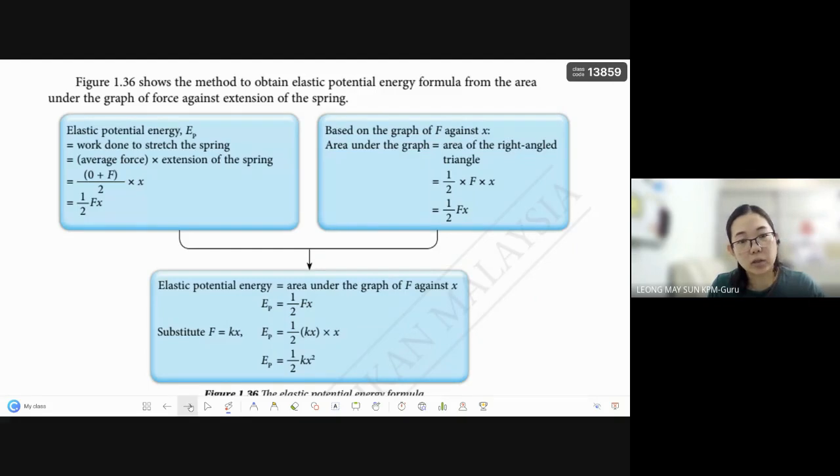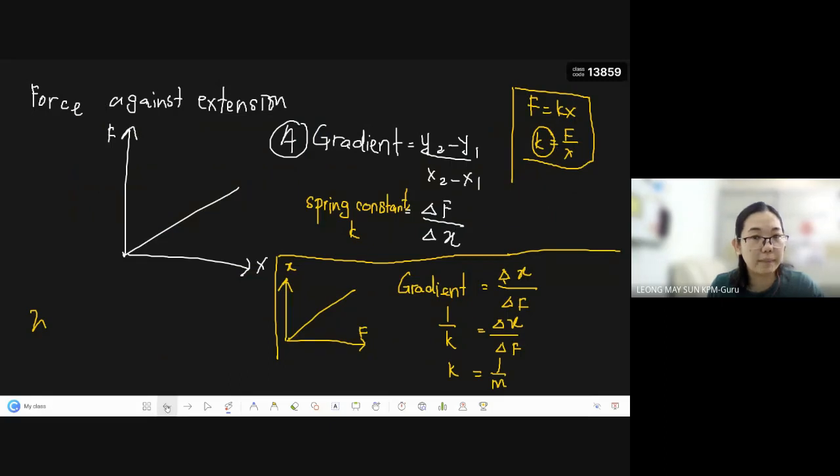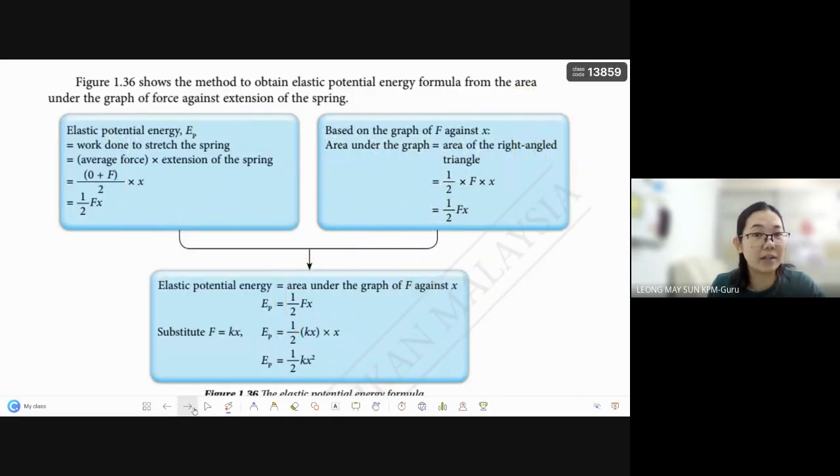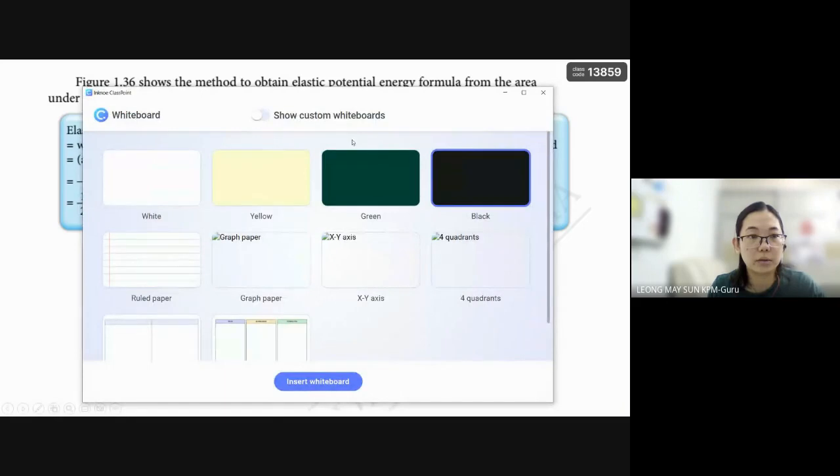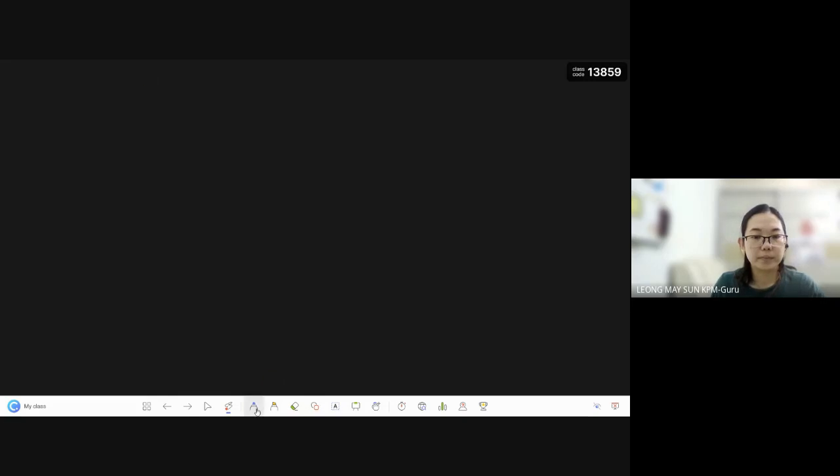Now next is the area under the graph, the next thing that we want to find. Before that, for your information, right now we have one formula so far for elasticity, that's Hooke's law, F equals kx. And we can find the spring constant from the gradient of the graph. So next is the area under the graph. Again, I'm going to show the whiteboard for a while. Again, a graph of force against extension.